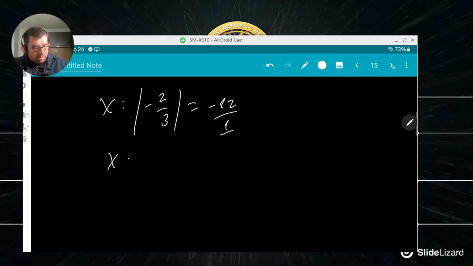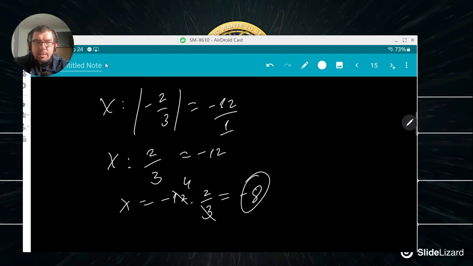So x divided by 2/3, the modulus gets rid of the negative sign, equals minus 12. X equals minus 12 times 2/3. This is minus 8. And that's the answer.